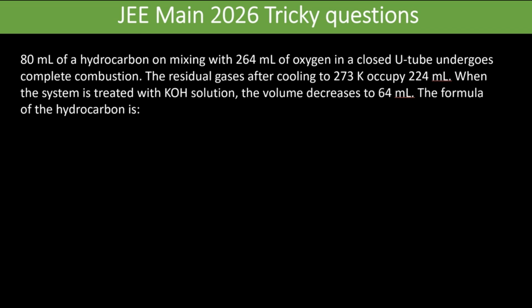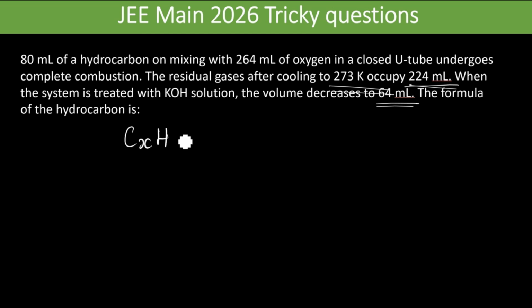80 ml of hydrocarbon is mixed with 264 ml of oxygen in a closed U-tube and undergoes complete combustion. The residual gases after cooling to 273 Kelvin occupy 224 ml. When the system is treated with KOH, the volume decreases to 64 ml. The formula of the hydrocarbon is? Okay, I have said that it is a hydrocarbon, right?